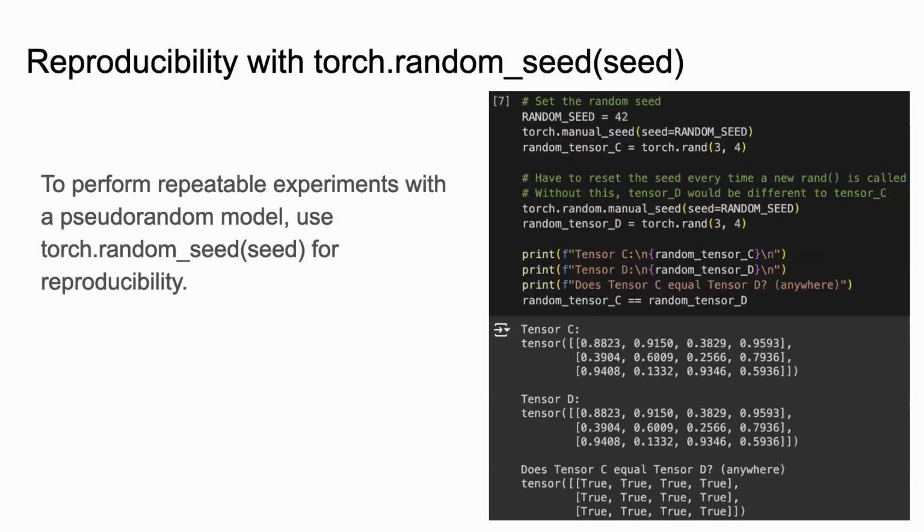Deep learning or neural networks are pseudo-random in that their parameters are initialized randomly from the start, and so in order to perform reproducible experiments, it's often important to set a random seed. You can do that in PyTorch with torch.manual_seed.